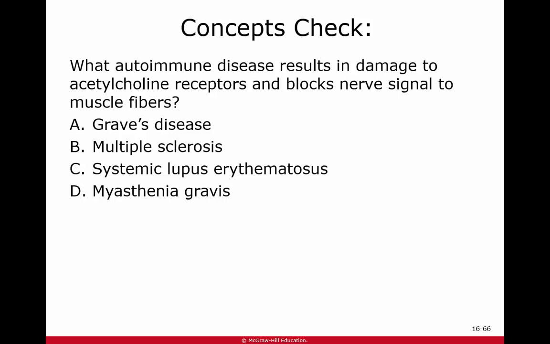So what autoimmune disease results in damage to acetylcholine receptors and blocks nerve signals to muscle fibers? It's attacking the muscles. Myasthenia gravis.